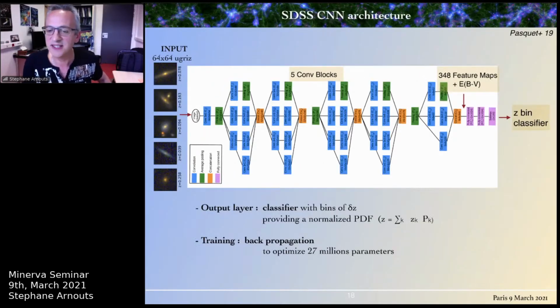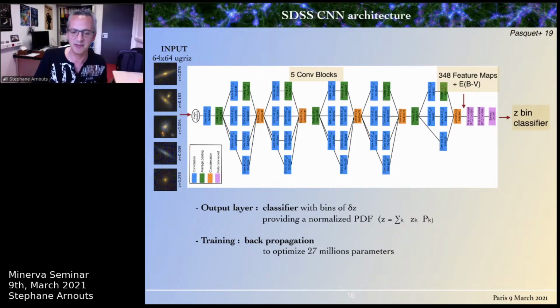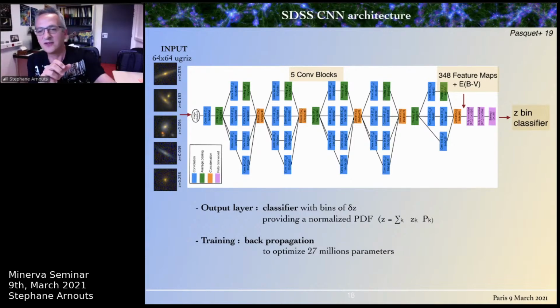In our specific case, the initial code that we developed, by Joanna Pasquet, was exactly that. We have 5 convolution blocks, which also use some pooling, so we reduce the size over time. And at the end, after all this convolution, we get about 30 to 50 feature maps that are directly connected to the fully connected neural network to get the classification. We had one extra parameter that I will explain later.